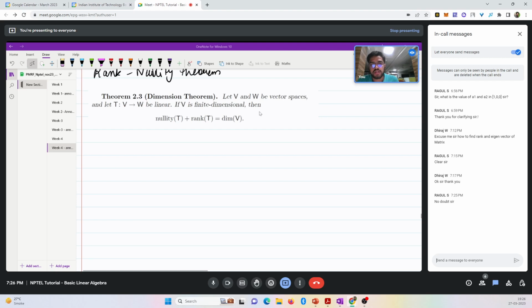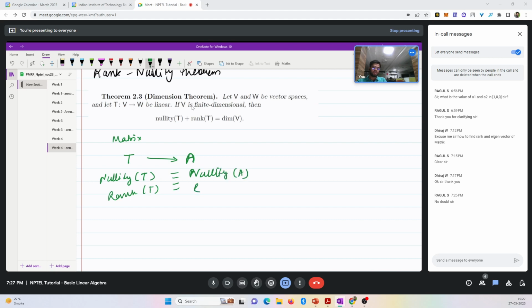Okay. So let's get to something called the rank nullity theorem. For a matrix, we have already seen the rank nullity theorem. As I mentioned, if you have a linear transformation, then you also have a corresponding matrix A. Now, one interesting thing is that the nullity of T and the rank of T would be the same as the nullity of A or the rank of A.